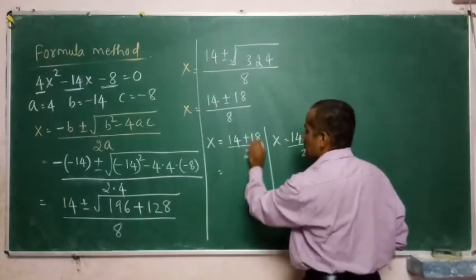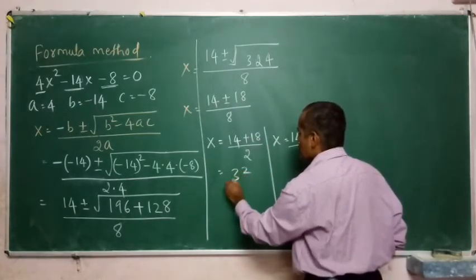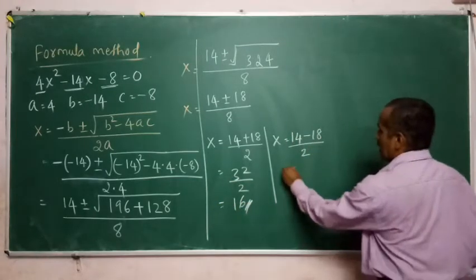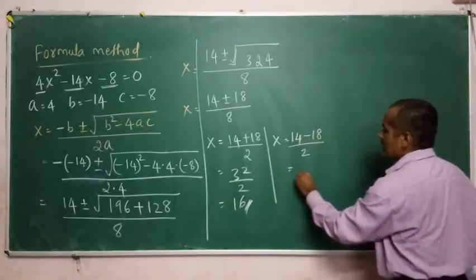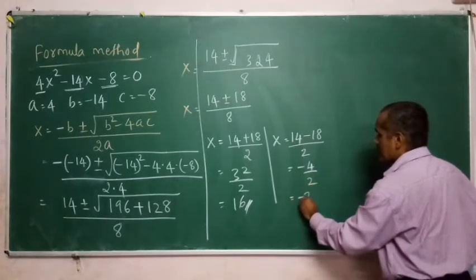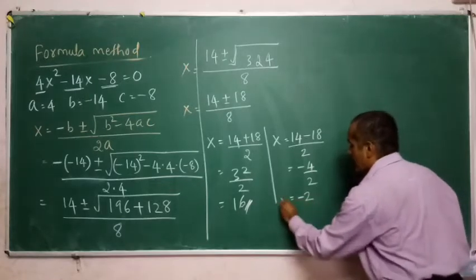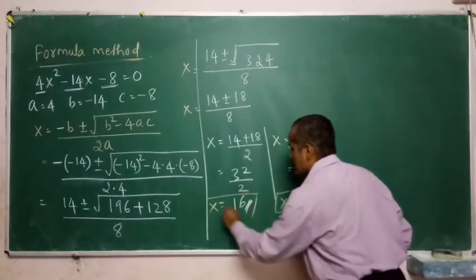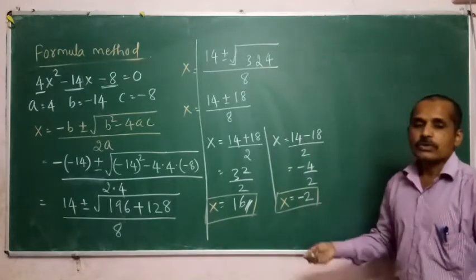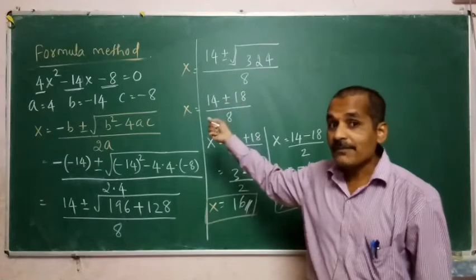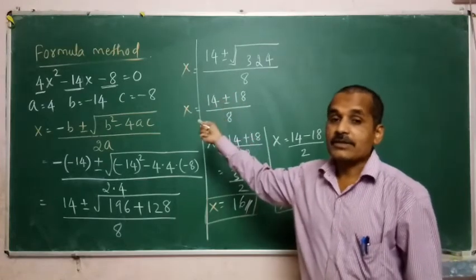This becomes 32 divided by 2. Answer is 16. Here it is 14 minus 18, which is minus 4, divided by 2. Answer is minus 2. So x is equal to minus 2, x is equal to 16 are the roots of the equation. This is how we can solve the problems using the formula method.